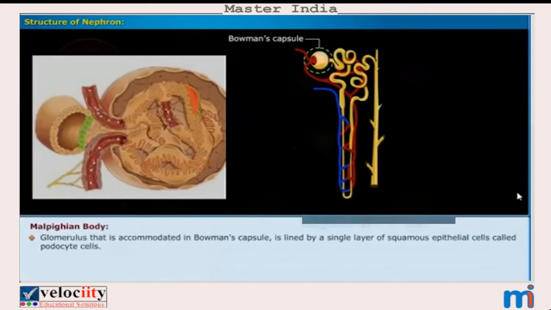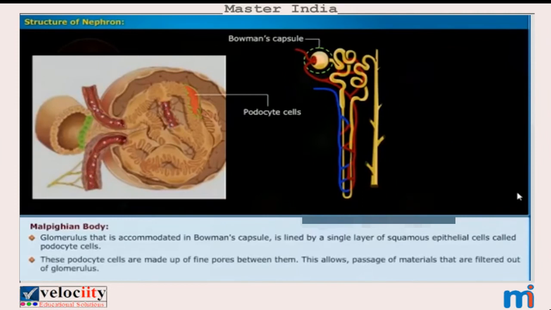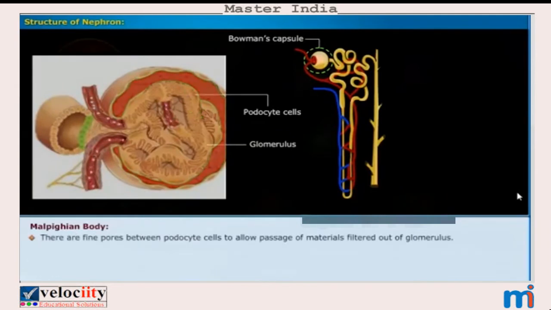Glomerulus that is accommodated in Bowman's capsule is lined by a single layer of squamous epithelial cells called podocyte cells. These podocyte cells have fine pores between them. This allows passage of materials that are filtered out of the glomerulus.